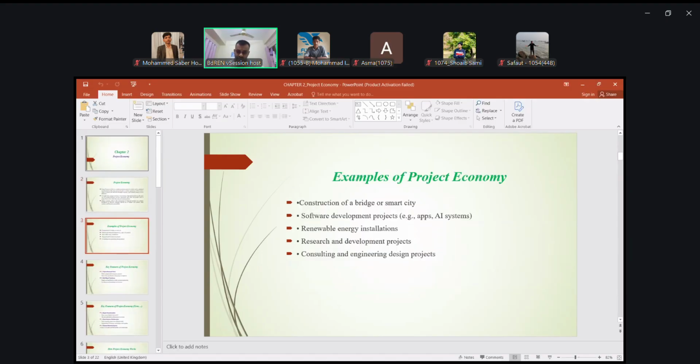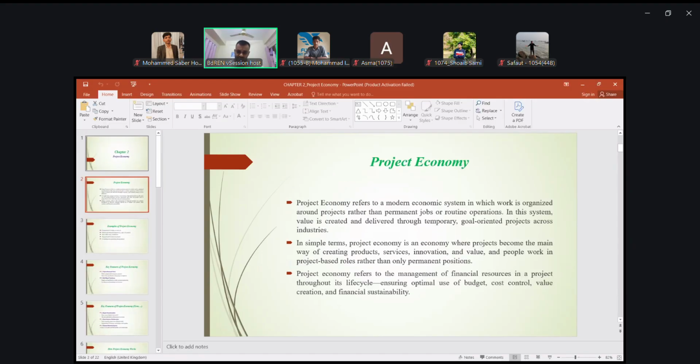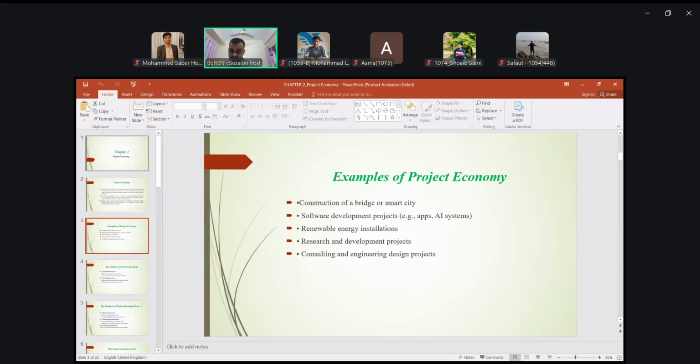Then we're talking about the examples of project economy. There are some examples of project economy, and you know that of course each and every project economy has its own goal, and the objective is to create some values. Okay, so and innovate something new, and that basically facilitates the work of the project manager.